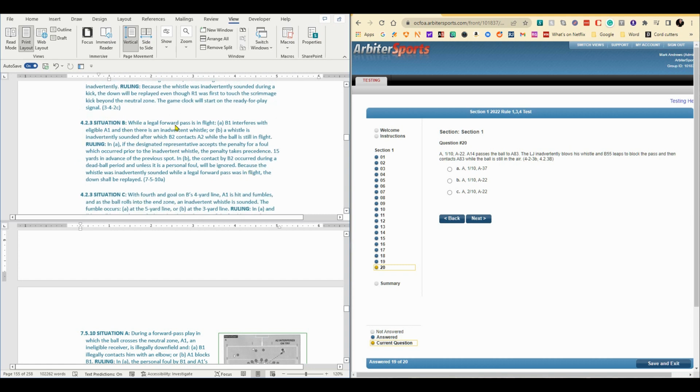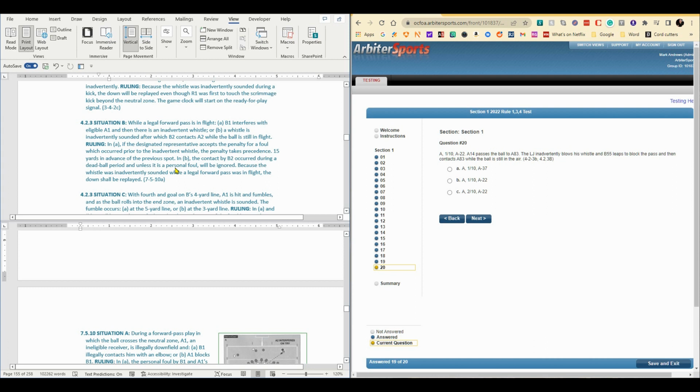It says, while a legal forward pass is in flight, A, B1 interferes with eligible A1 and then there is an inadvertent whistle, or B, a whistle is inadvertently sounded after which B2 contacts A2 while the ball is still in flight. So in A, we have the inadvertent whistle after the contact. The designated representative accepts the penalty for a foul which occurred prior to the inadvertent whistle. The penalty takes precedence, 15 yards in advance of the previous spot. In B, the contact by B2 has occurred during a dead ball period. So once that whistle's blown, it plays dead.